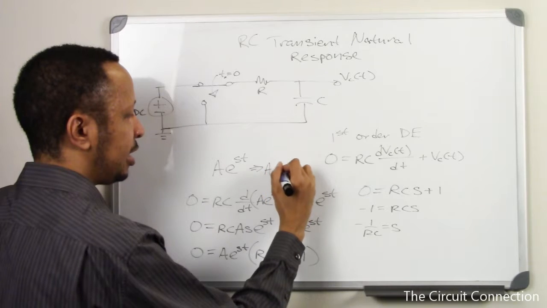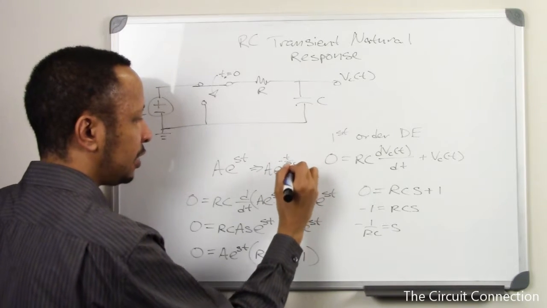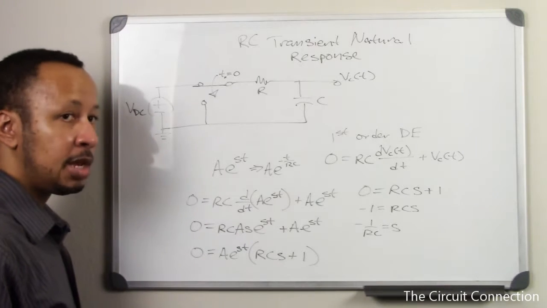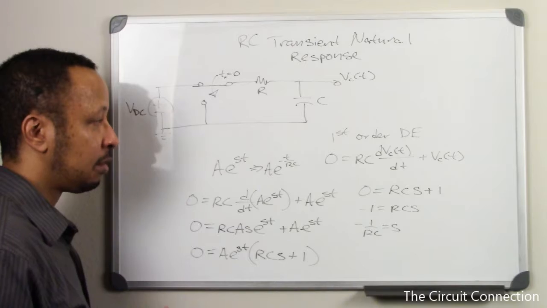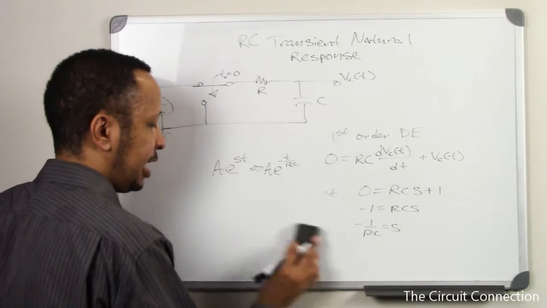So we have a e to the negative t over RC, and that is our solution there. Now the very next and last thing to do is to figure out, what is a?